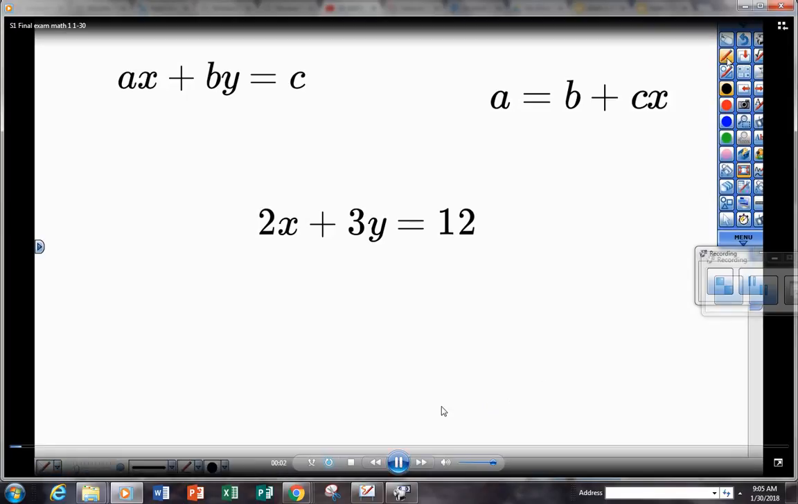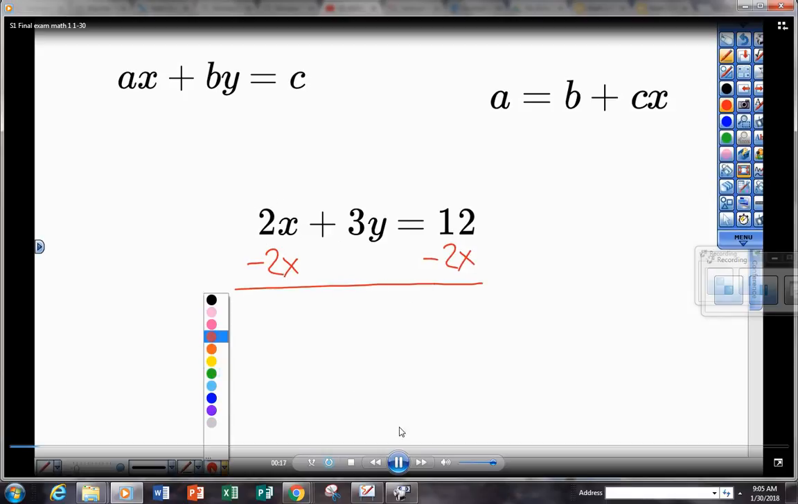First problem. I'm going to model how you would solve a variable equation with 2 for y, and then I'll do these with just a's and b's. So the first step to get that y by itself is to get rid of that 2x term by subtracting 2x on both sides. Those go away. I bring down the 3y.